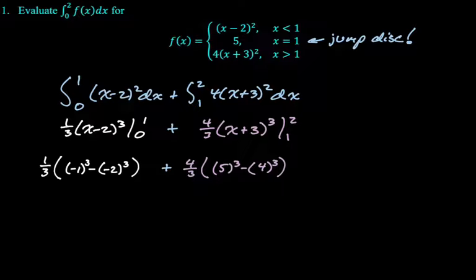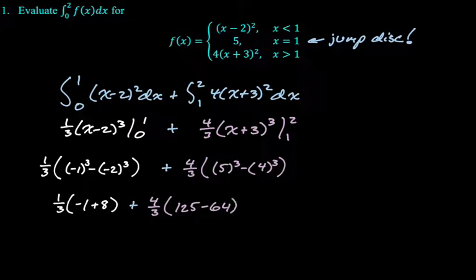All right, so this will be 1/3. You get negative 1, and then plus 8. And then here, you're going to get 4/3, 125 minus 64. So that's 4 times 125 minus 64. So we get 7/3 plus 244 over 3. And then overall, that is 251 over 3. That's the value of our definite integral. So you can integrate over a jump discontinuity. Keep that in mind. If you're in Calc AB, you may have to do that for sure.